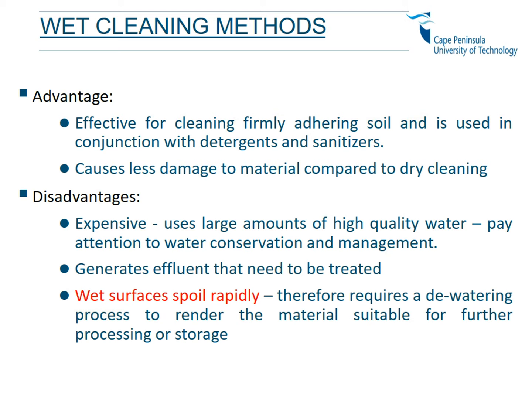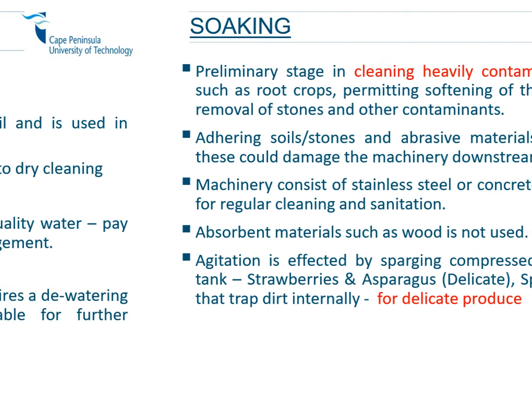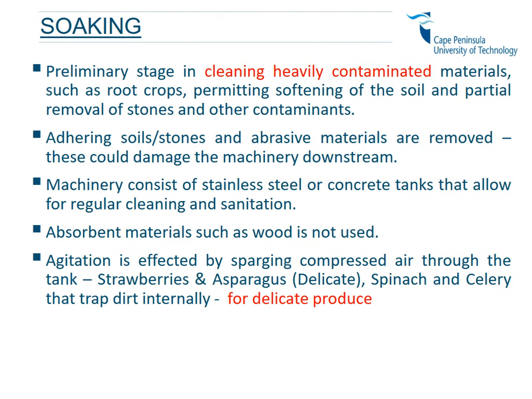Now we're going to look at the methods that we are talking about under wet cleaning. The first one that we're going to look at is soaking. Soaking is a preliminary stage in the cleaning of heavily contaminated materials. This would be the first step: just soak the materials, put the root crops there to permit the softening of the soil and partial removal of stones and other contaminants. You leave these raw materials soaked for a determined period of time, and then adhering stones and abrasive materials can also be removed during this preliminary step of soaking.